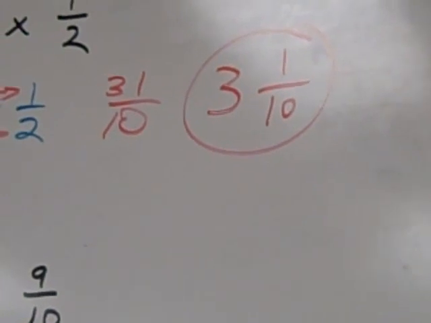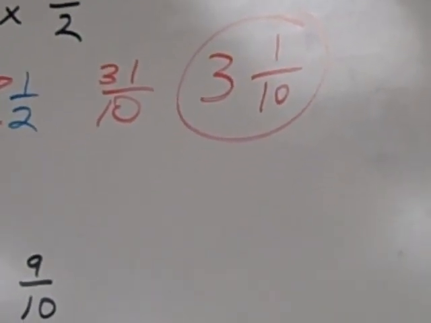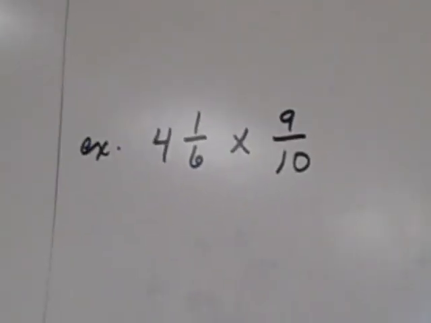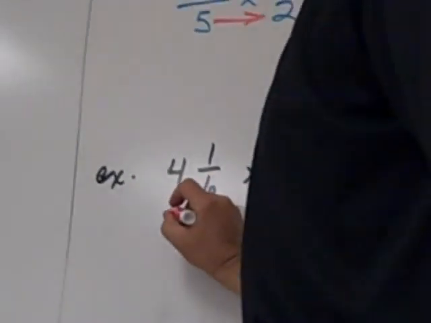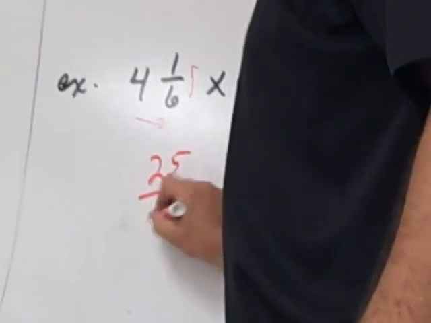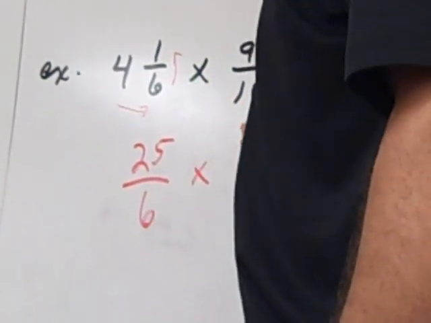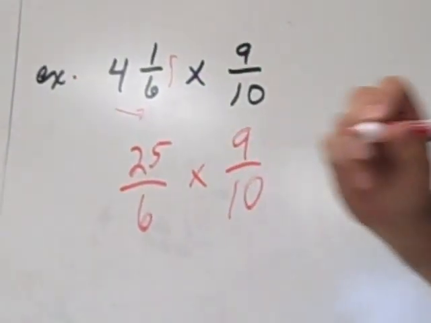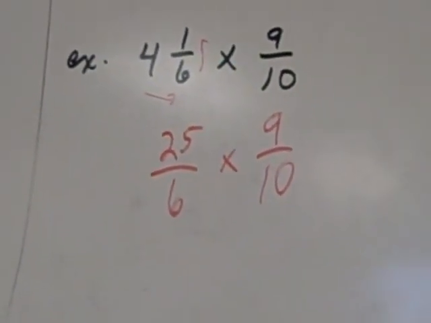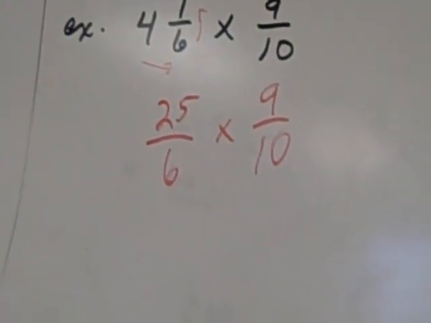Are we smooth on this now? Is it going pretty good? 4 and 1/6 times 9/10. Loopy loop. What do we get here? 25 sixes, 25 over 6. Can I do it regular? I can simplify.